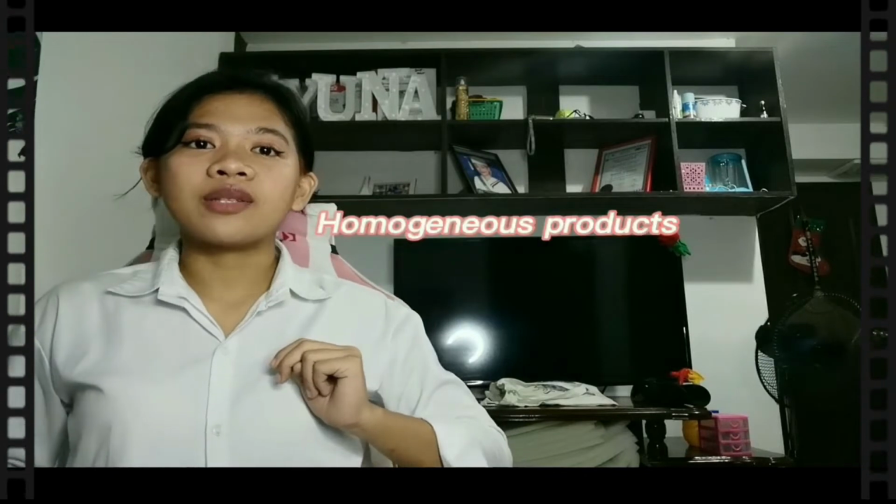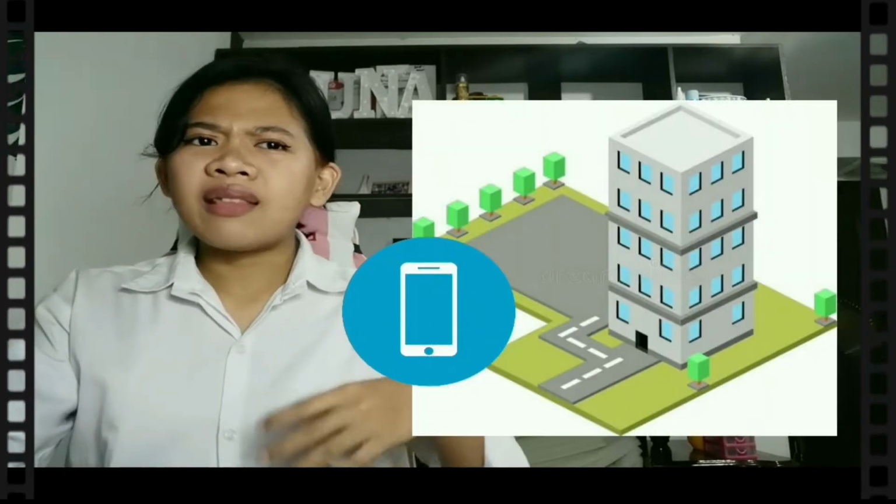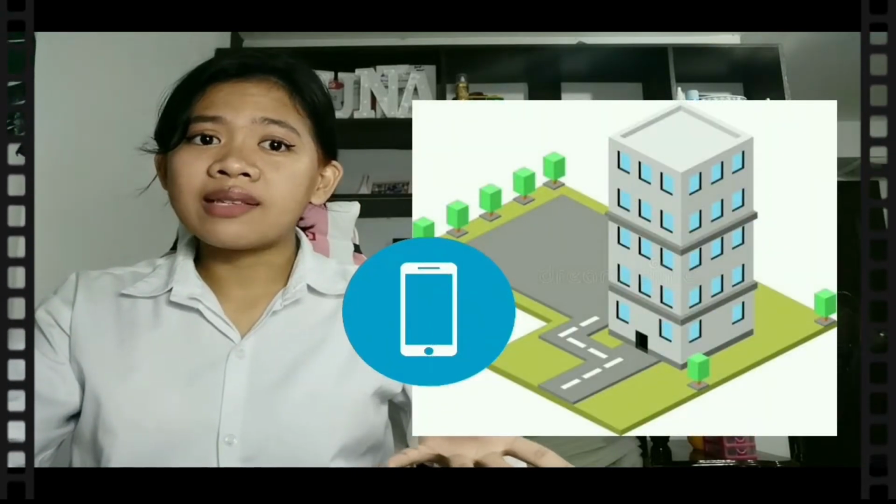So, what's the difference between the two? Kapag homogeneous products, gumagawa yung firms ng pare-parehong product. For example, we have Company 1, Company 2, Company 3. Pare-pareho silang gumagawa ng cellphone. Ang pinagkaiba lang ay ang model at brand. But at the end of the day, pare-parehong gumagawa ng cellphone.